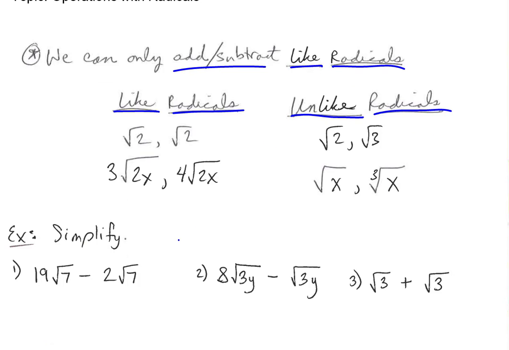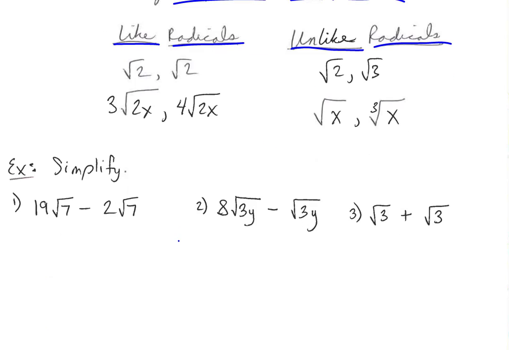Okay, now let's do some work understanding that. The first example set says simplify, and our first example is 19 square root of 7 minus 2 square root of 7. Well, the first thing we must discuss is whether these are like radicals or not. And you'll notice they both have the same index, which is blank, which means these are both square roots. So those match. And also the radicands, the items underneath the roots, are both 7. Those match as well. So these actually do qualify as like radicals.